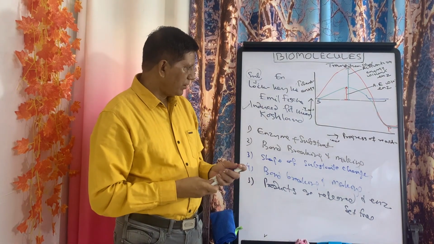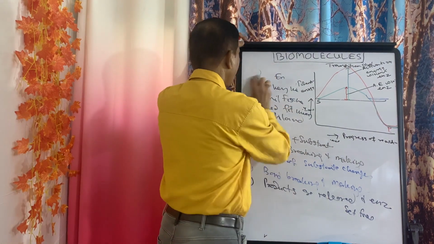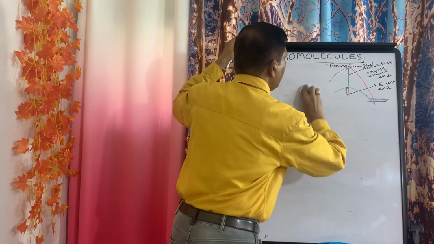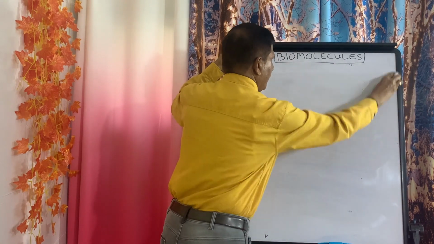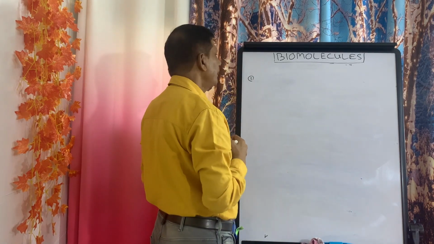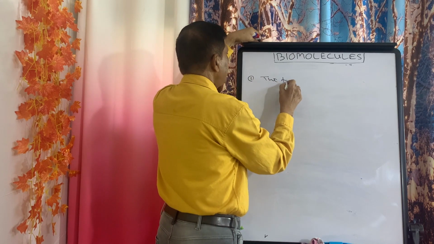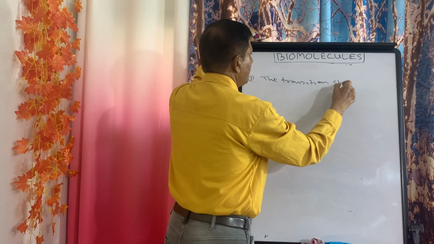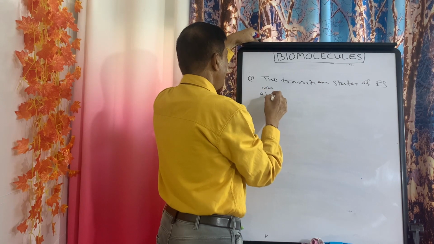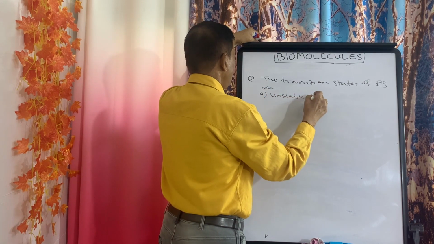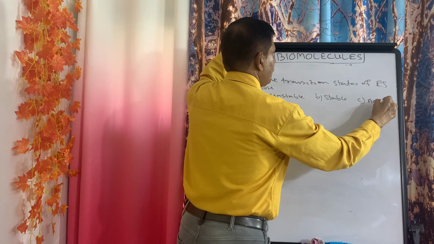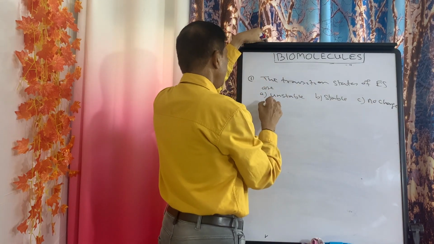Now if we go for questions. One question you can write: the transition states of enzyme substrate are, A, unstable, B, stable, C, no change, D, none of the above.